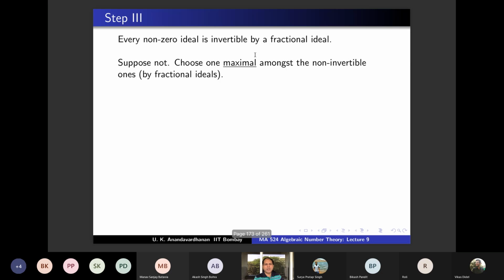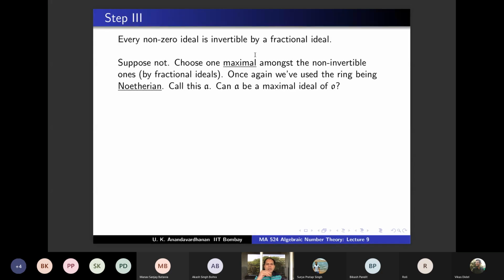Once again, we have used the ring being Noetherian. Call this A. So A is maximal for what property? It is not invertible by a fractional ideal. Among such ideals, you have chosen one maximal for that property, and that is A. So A is not invertible by a fractional ideal. Can A be a maximal ideal of O? Can this be a maximal ideal of O?